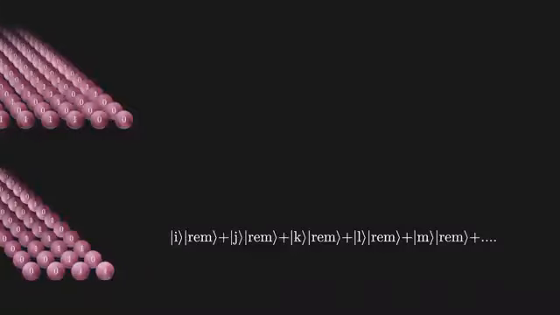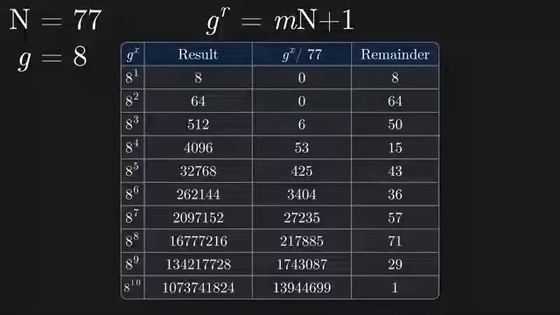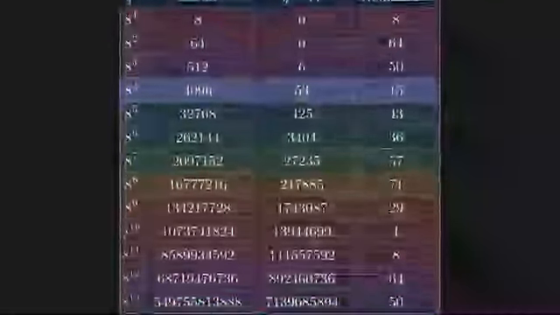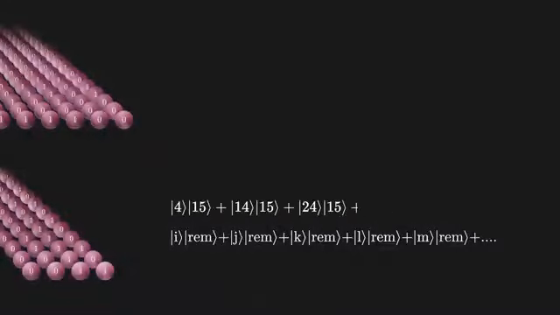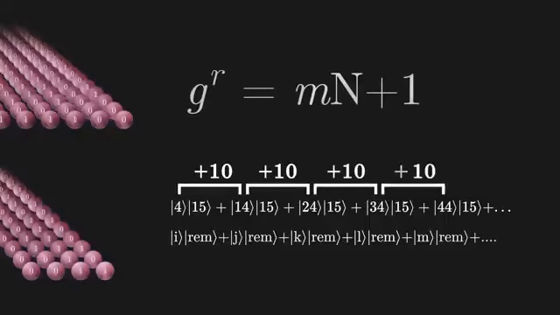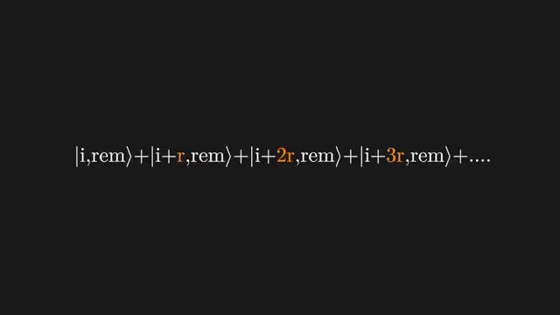Imagine we were doing this with the example from before, with n equals 77 and g equals 8. If the remainder we measured was, say, 15, then there would be multiple terms in our superposition, because there are multiple exponents you can raise g to that give this same remainder. Exponents 4, 14, 24, 34, and so on. They are each separated by 10. And that value is the exponent that satisfies our equation. So, more generally, after measuring the remainder, we will be left with a superposition of states that all share the same remainder, and the exponents will all be separated by the same amount r. This is the number we are looking for.